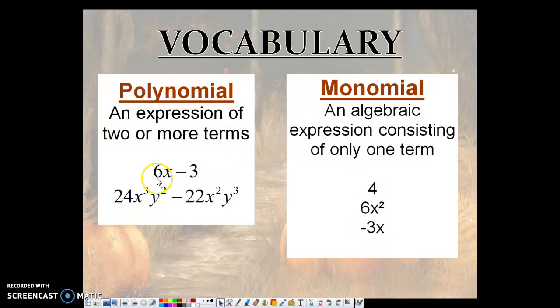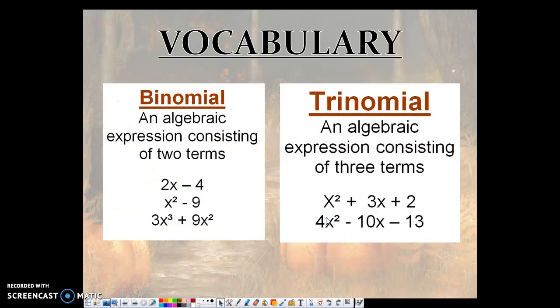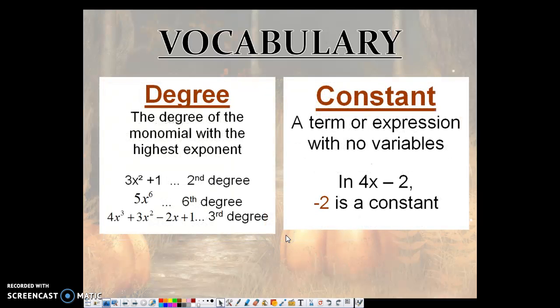So a polynomial is an expression of 2 or more terms. Okay, so this is 2 terms, this has 2 terms. A monomial, mono means 1, so they each have 1 term. They're called a monomial. A binomial, bi means 2, so they each have 2 terms. Okay. A trinomial has 3. Tri means 3, so 1, 2, 3, 1, 2, 3. Okay, 3 different terms.